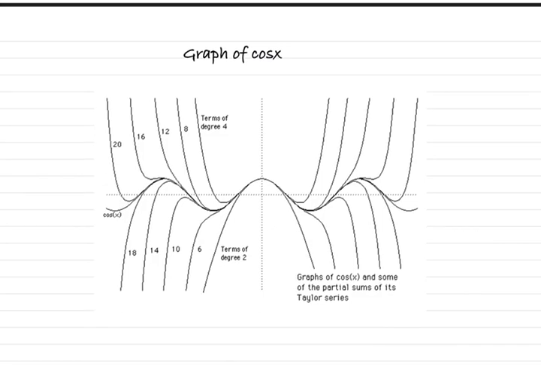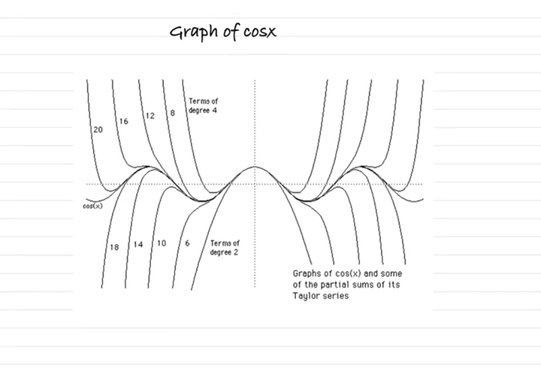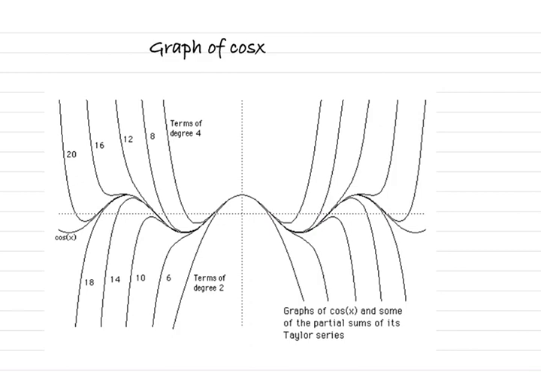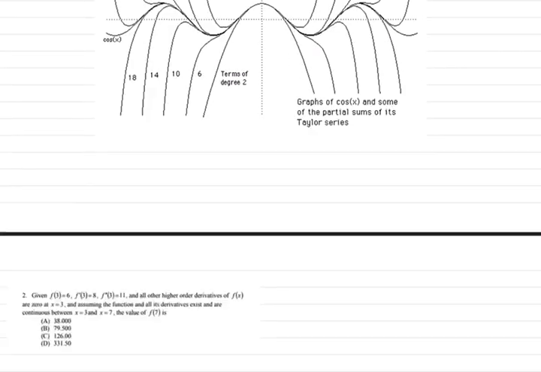Here we can take an example of the graph of cosine x. We can see that this line here is the original line of the cosine x. And for the term of degree of 4, it becomes like this. And for 8, it seems like this. And here is 2. So this is the graph of cosine x and the partial sums of its Taylor series. So it is very clear from the graph.